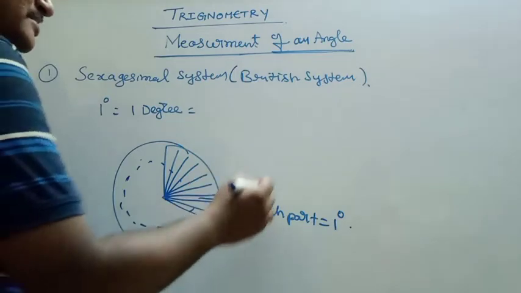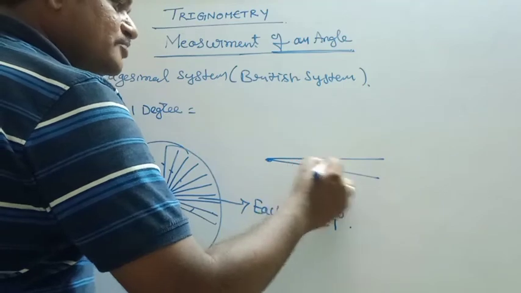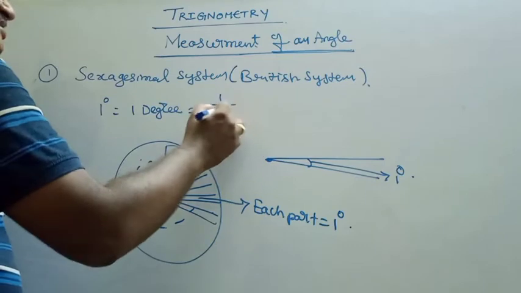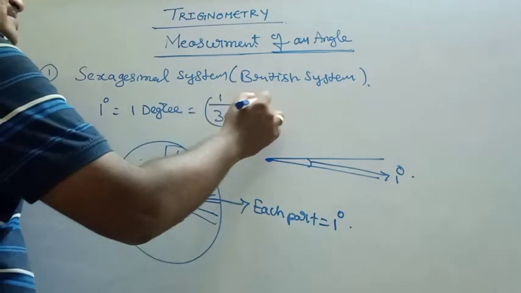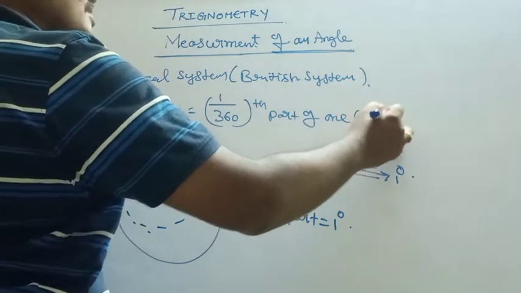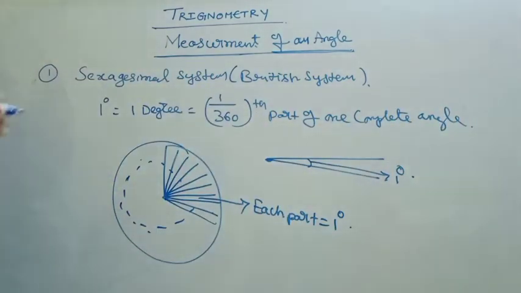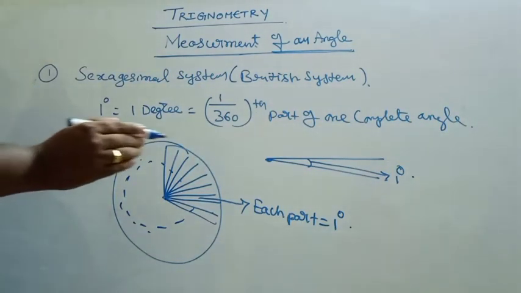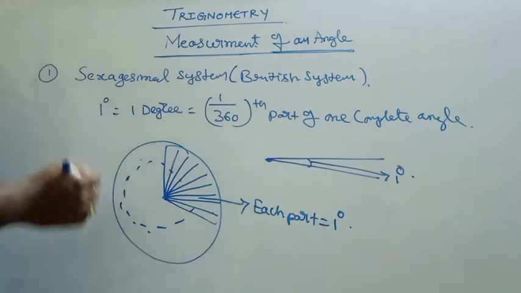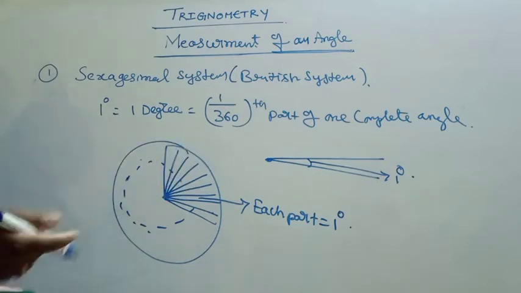Then each part, suppose you take that part like this. This single part you call 1 degree. This 1 degree is nothing but 1 by 360th part of one complete angle, because they divided that into 360 equal parts, and each part you call 1 degree, right, my dear students? Now one complete angle is 360 degrees, one straight angle is 180 degrees, one right angle is 90 degrees.